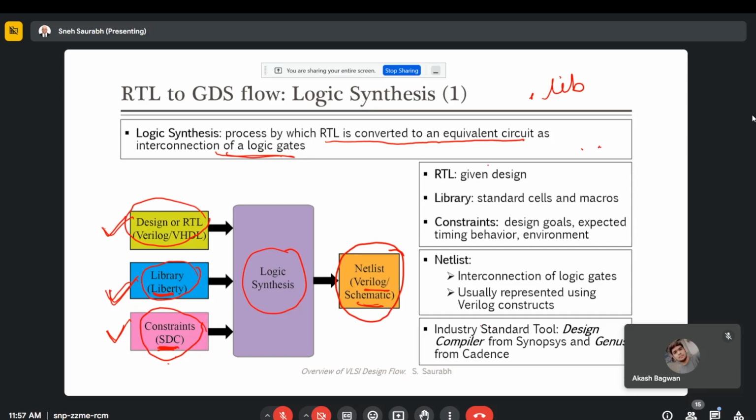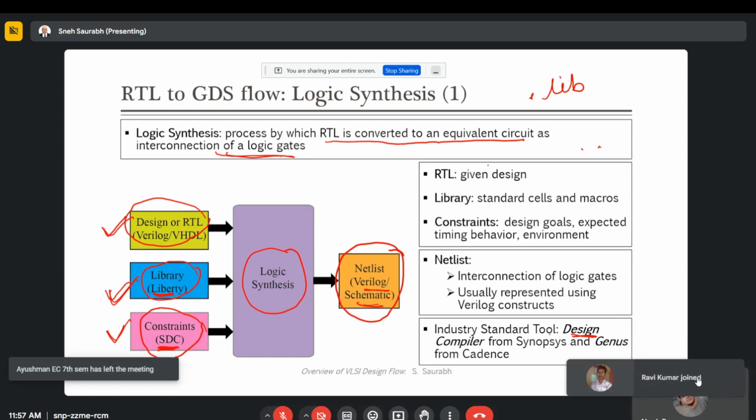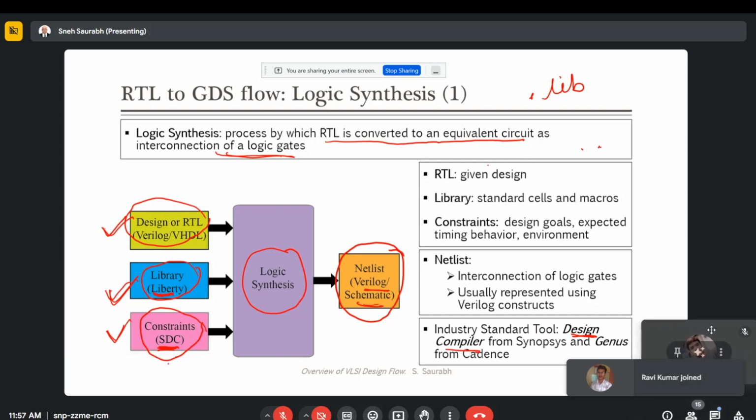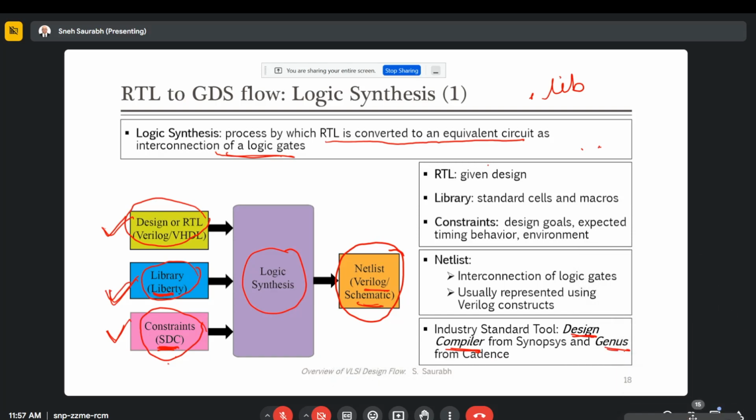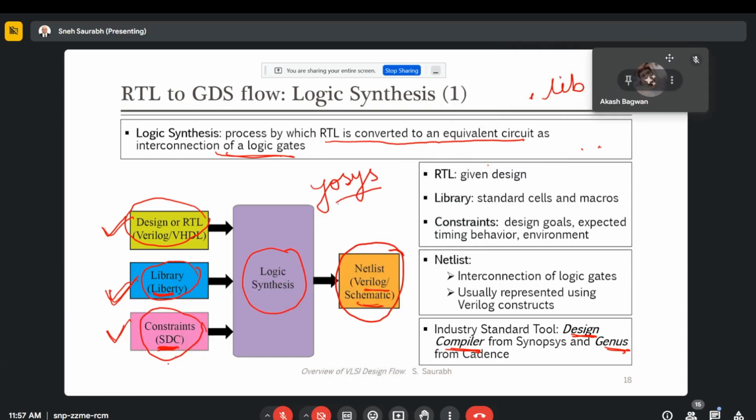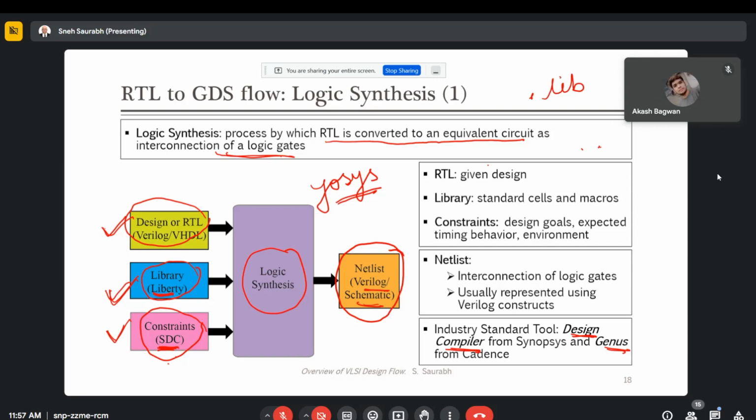Before looking into an example, let us see a few examples of the tools, right? So, which tools do logic synthesis? In industry, the most widely used tool for logic synthesis is Design Compiler, which is from Synopsys, and there is another tool from Cadence, which is Genus, right? And there are some open source tools also which can be used for logic synthesis. One of the most widely used is Yosys, right? This is a tool which is open access. You can download it from the internet and use it in your designs. This Yosys tool is for logic synthesis, right?